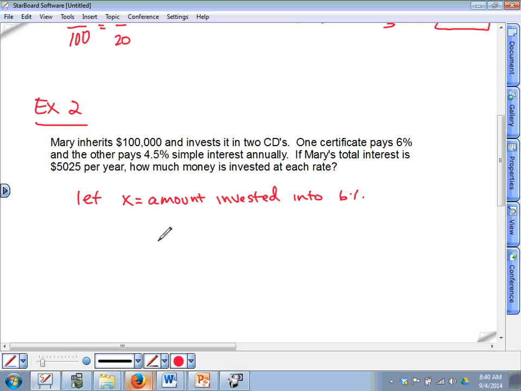Now, what are we going to say equals the amount invested into the 4.5%? We have to be clever about this. We could use another variable, but I want to avoid that because we don't have enough information to make two equations. It can't be the same variable because she already invested x, unless she invested the same exact amount into both, which we don't know.